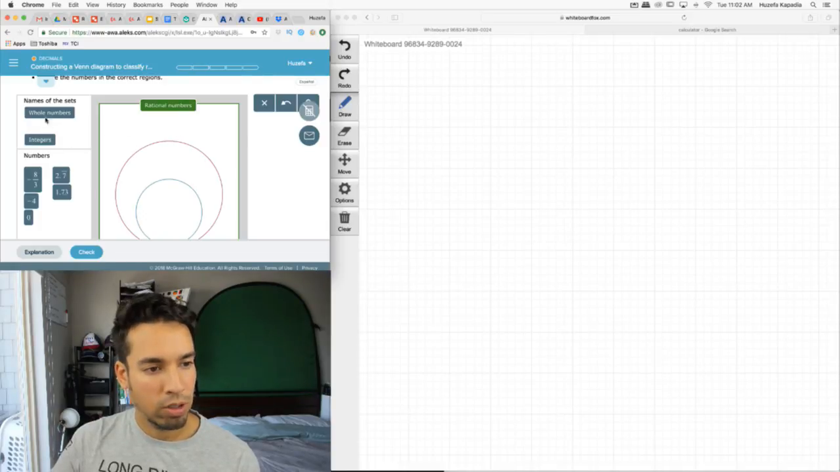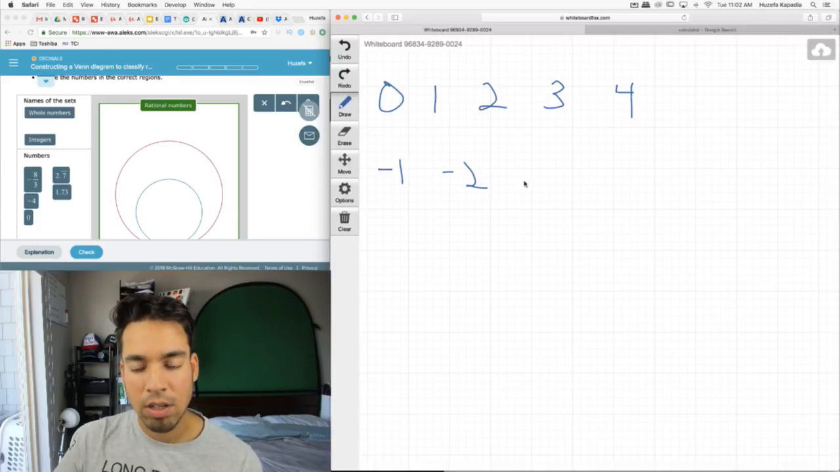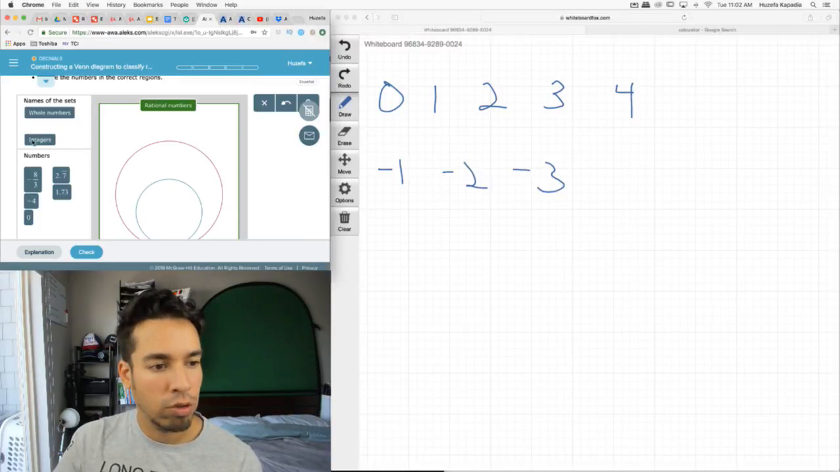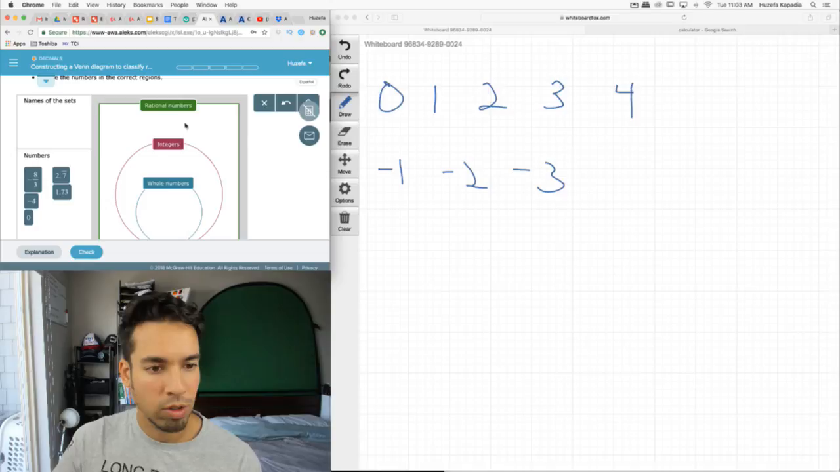Then within rational numbers, we have integers and whole numbers. They're both considered rational. But which one's bigger? Well, whole numbers are like 1, 2, 3, 4, 0, etc. But it's only positive. Integers are all these plus the negatives. So look, integers is a larger group, so I'm going to put integers here. And then whole numbers are all the positives and 0 of integers. So we're cool there.